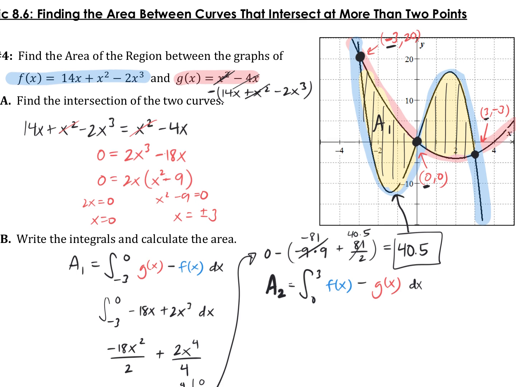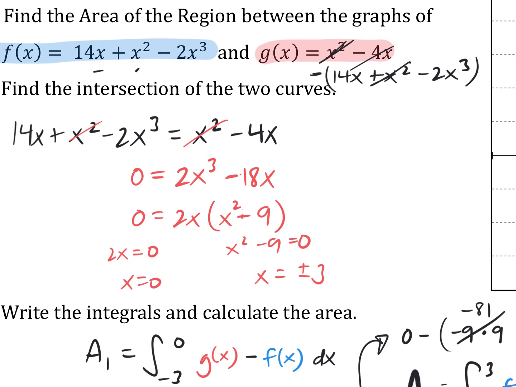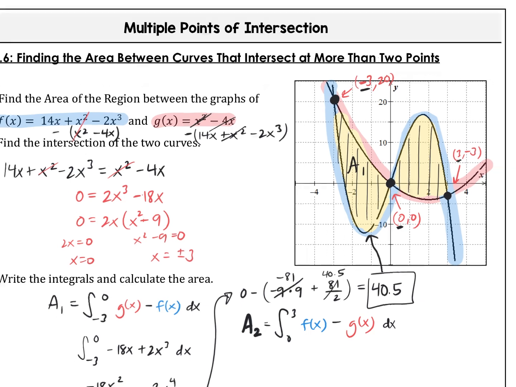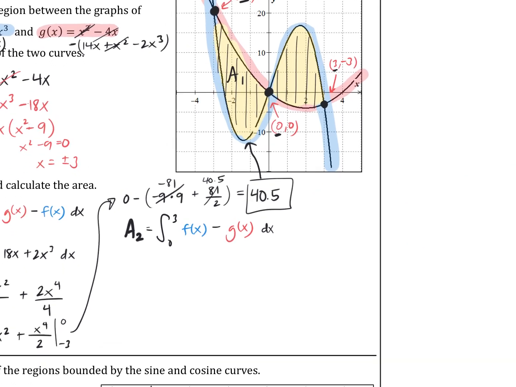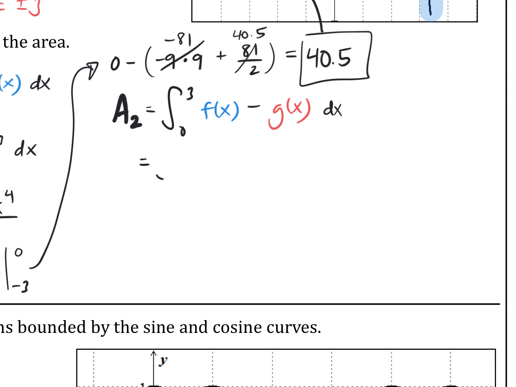So if I take my f of x function and I subtract g of x, so subtract x squared minus 4x, let's see, those x squareds go away again. And then what am I going to end up with when I combine these? Careful with the negative. 14 minus a negative 18x, and then minus 2x cubed, right? Which is almost identical to what we had except for different signs, right? So we're integrating from 0 to 3 of 18x minus 2x cubed dx.